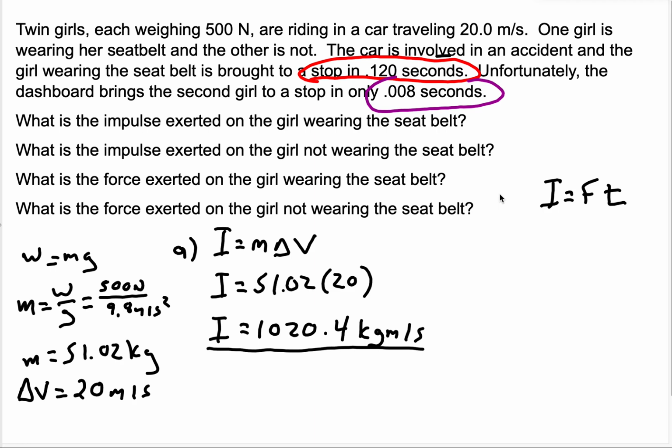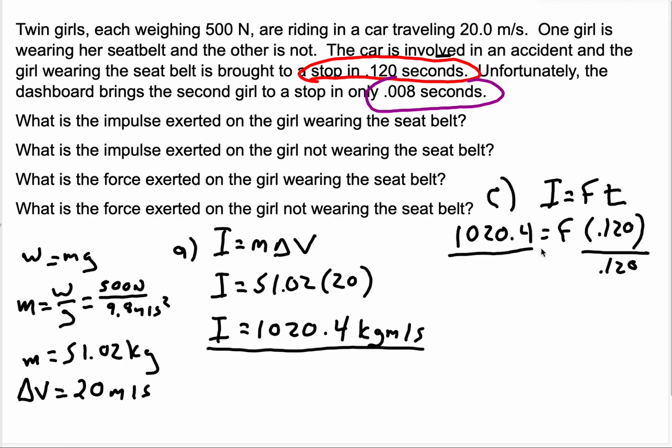So if I go back down here, this would be C. What's the force acting on the girl with the seatbelt? Well, I know the impulse. The impulse is 1020.4. I don't know the force, but I do know the time. That's 0.120 seconds. Now to get the force on the other side, you have to divide both sides by 0.120. Those will cancel. And can someone tell me what that force is going to be? It's going to be fairly large.